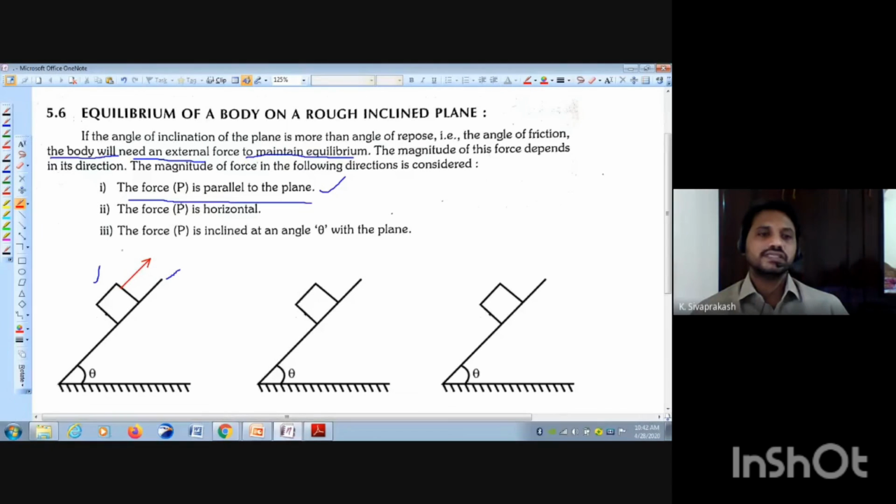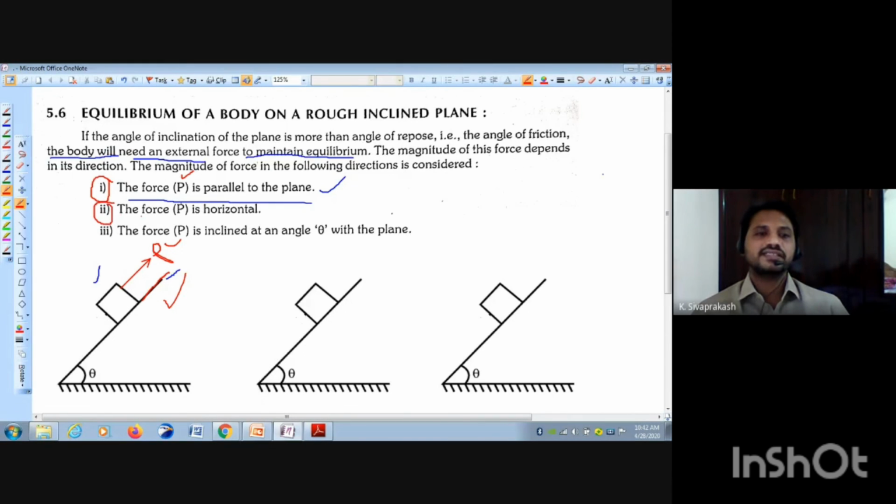This is the force P, and it is parallel to the inclined plane. This is the inclined plane, and this P is parallel to the inclined plane. This is the first condition: the force is parallel to the plane.